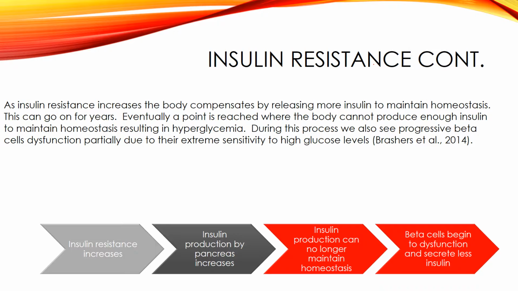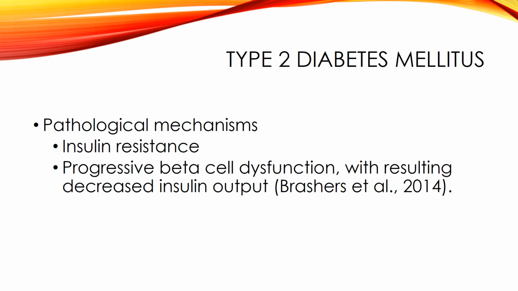This can go on for years without any symptoms being present. Eventually, a point is reached where the body cannot produce enough insulin to maintain homeostasis, resulting in hyperglycemia. During this process, we also see progressive beta cell dysfunction, partially due to their extreme sensitivity to high glucose levels. Insulin resistance and progressive beta cell dysfunction with resulting decreased insulin output are the two pathological mechanisms that are the hallmark of type 2 diabetes mellitus.